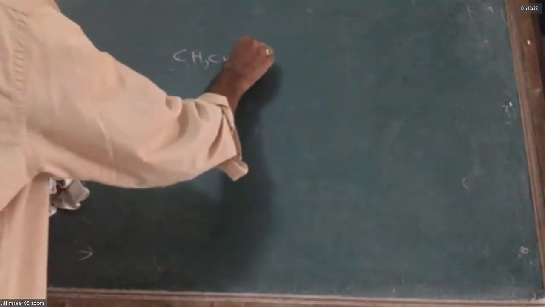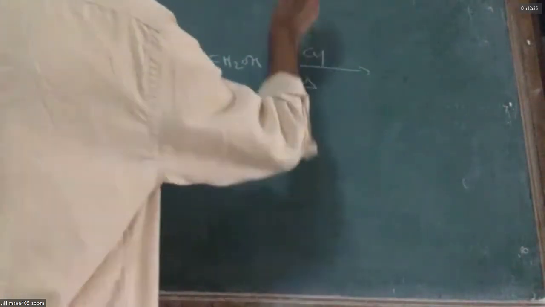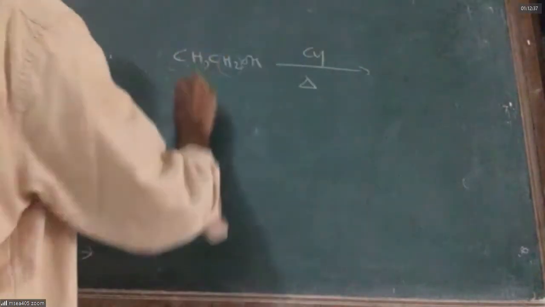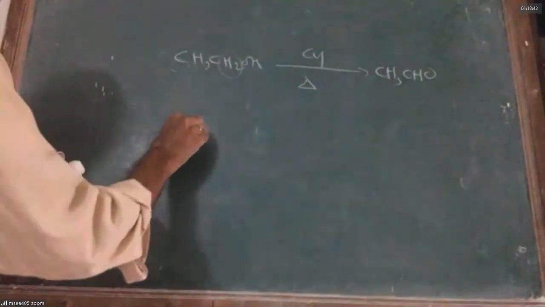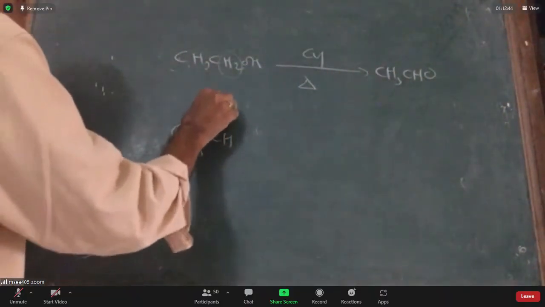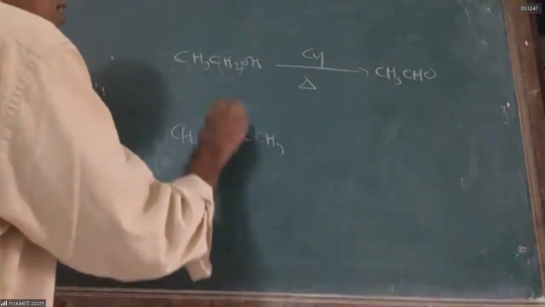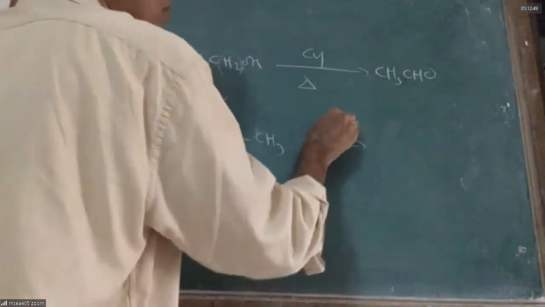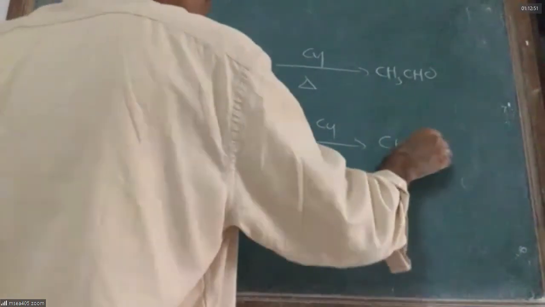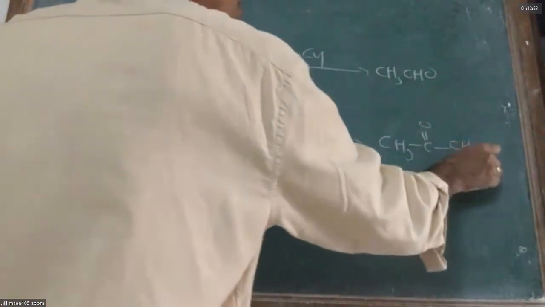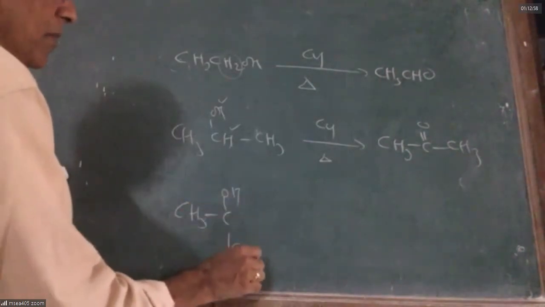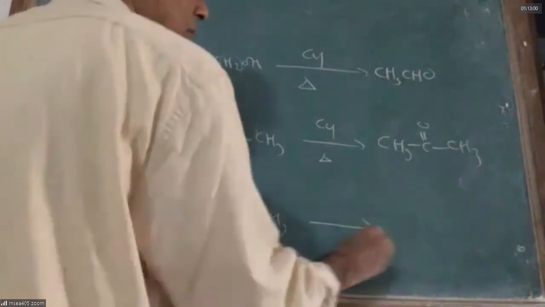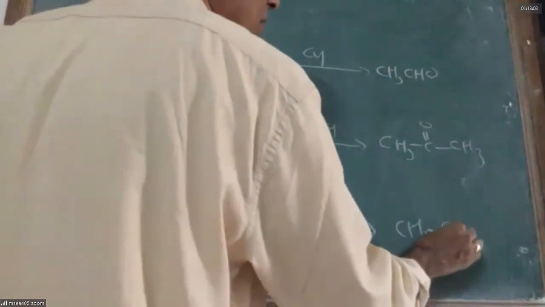Before I go to reduction, I give another passing comment. Instead of using the oxidizing agent, I can take alcohol and heat with copper. When I heat with copper, hydrogen is removed. Then the primary alcohol will become aldehyde. If I heat the secondary alcohol with copper, again the hydrogen is removed, and I will get a ketone. If I heat the tertiary alcohol with copper, I get only alkene.